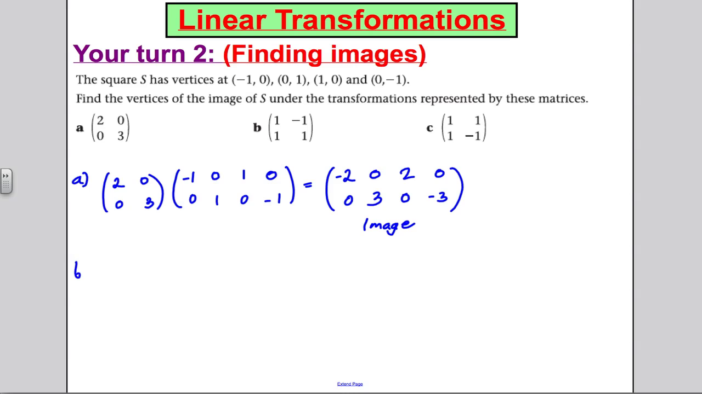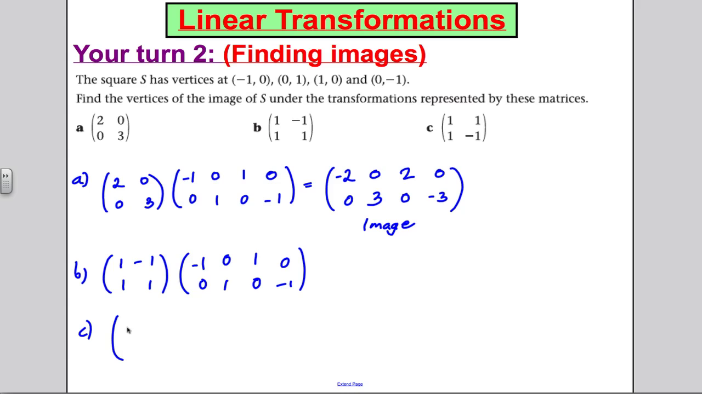And the same thing for B and C. It's just a case of multiplying those out. So 1, -1, 1, 1. I'm going to again multiply this by -1, 0, 0, 1, 1, 0, 0, -1. For the last one, I'll write it out and then do it all in one: 1, 1, 1, -1, -1, 0, 0, 1, 1, 0, 0, -1. Just multiply these out and see what image you actually get.